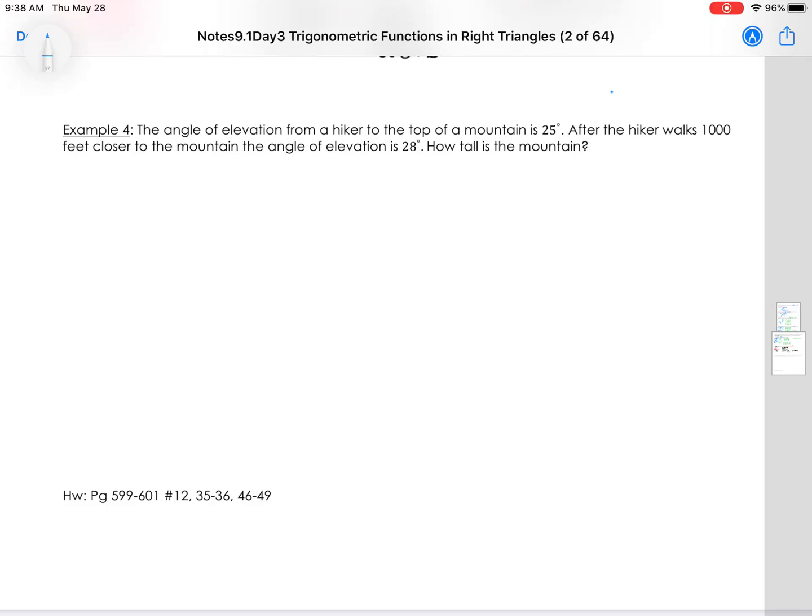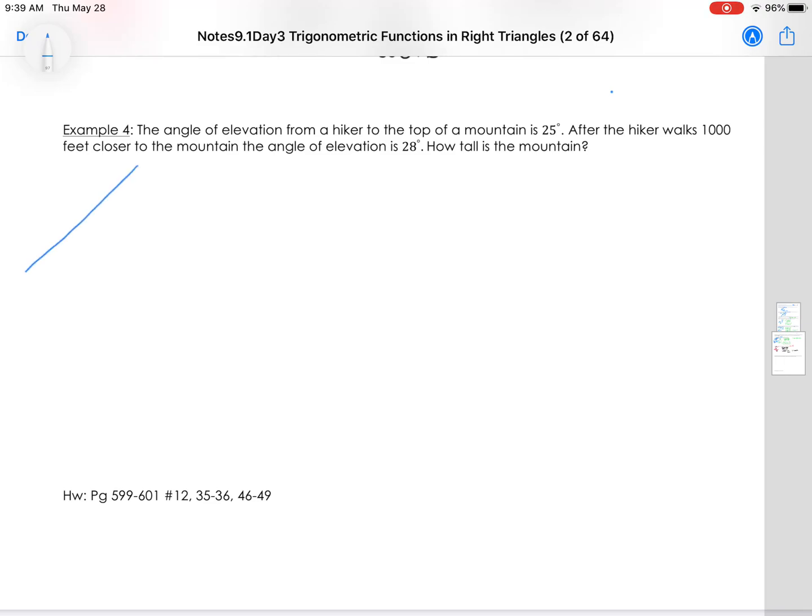So I left the last example to the end just because this one is a little bit lengthier and more challenging. It says the angle of elevation from a hiker to the top of a mountain is 25 degrees. After the hiker walks 1,000 feet closer to the mountain, the angle of elevation is 28. How tall is the mountain?